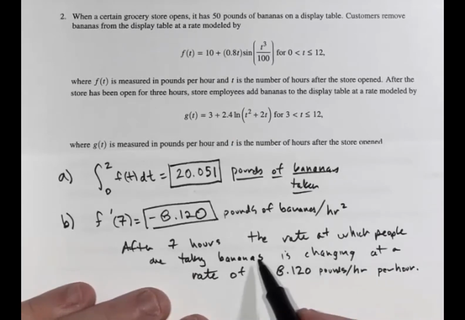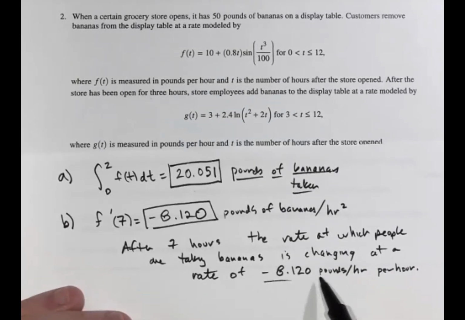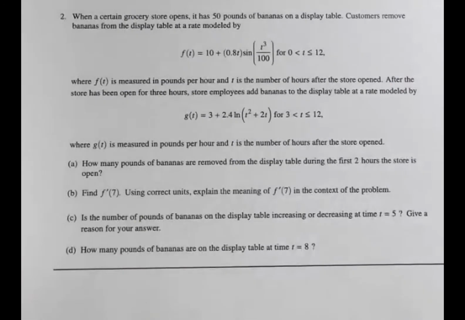Right? So the rate of change is changing. The rate of change, which is pounds per hour, is changing per hour, and this is how fast that rate of change is changing. So that's my interpretation for part B. Okay, now on to part C.